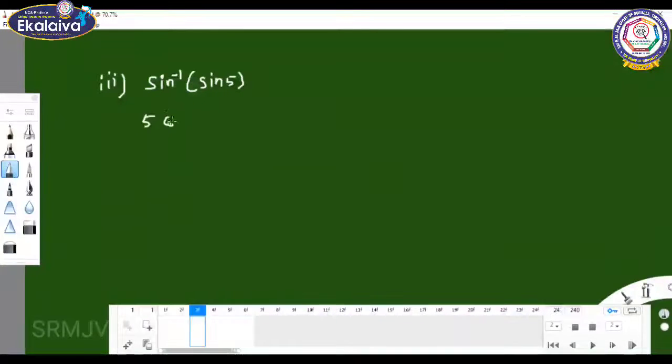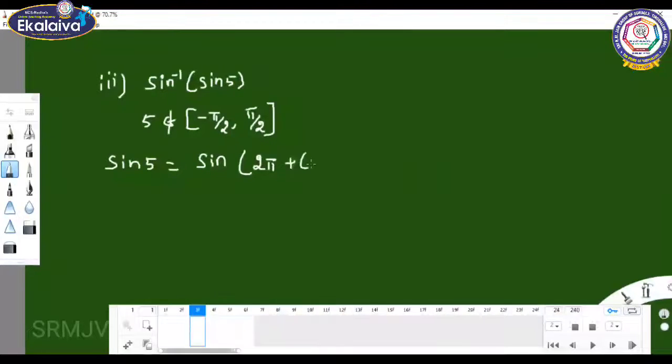See the third subdivision, sine inverse of sine 5. But 5 does not belong to this interval. What is the interval of sine? Minus pi by 2 comma pi by 2. It does not belong to this interval. So you can make the sum like this. See, sine 5 equal to sine of 2 pi plus 5 minus 2 pi. What is the meaning of this? Whenever you do anything, you will not disturb the previous step. So you can add and subtract 2 pi.